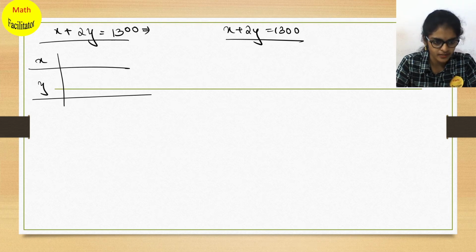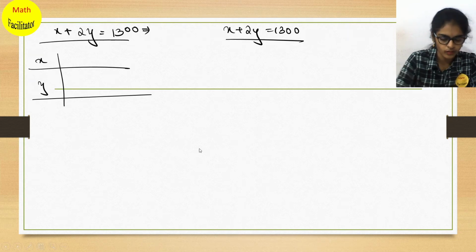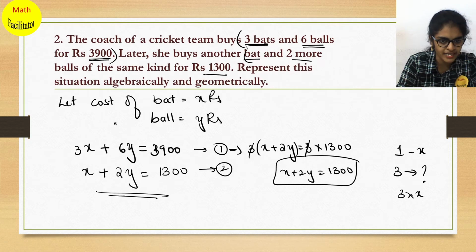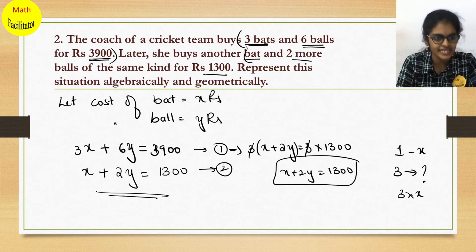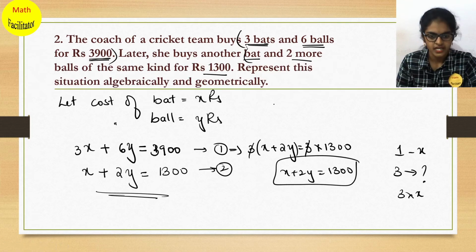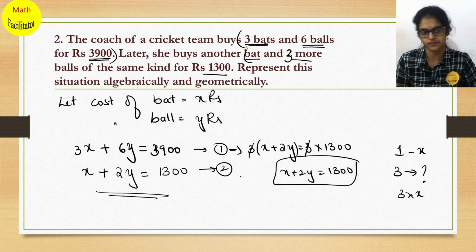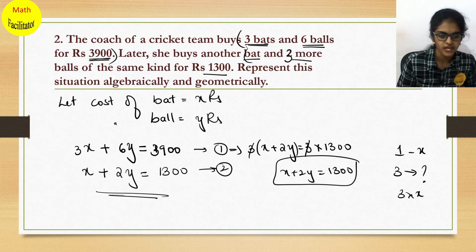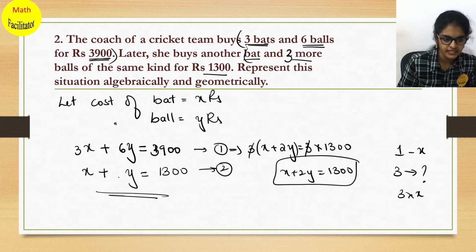Okay, so let us proceed further. So you have, yes, one more important thing here. It is x plus 2y is 1300. Okay, and 3x plus 6y is 3900. Okay, so x plus 2y is 1300, and have a look here. Is it 2 balls or 3 balls? In the question here, yes. I'm so sorry that this has to be 3 balls. Okay, in your textbook it is given as 3 balls. So here the equation will be 3y.